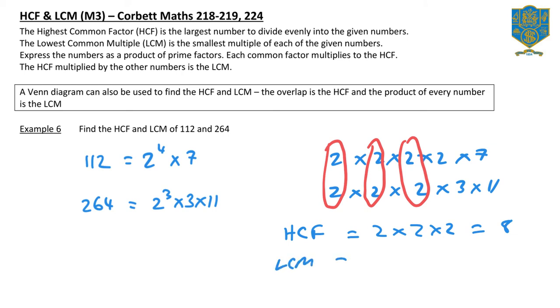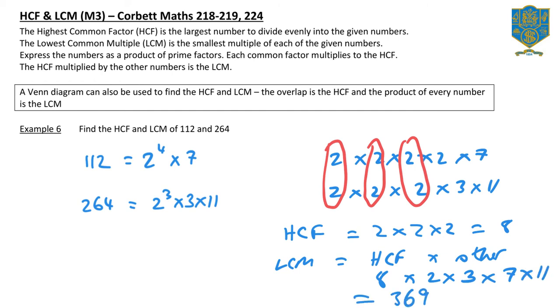The LCM is going to be the HCF multiplied by the other numbers. So that's 8 multiplied by 2, multiplied by 3, multiplied by 7, multiplied by 11, which gives us 3,696.